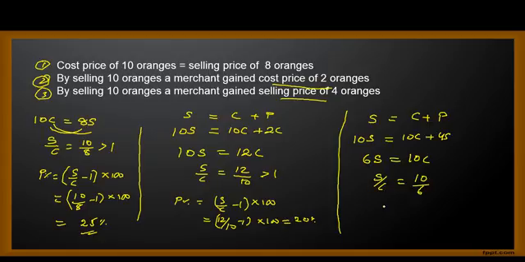So profit percentage is equivalent to S by C minus 1 into 100, that equals 10 by 6 minus 1 into 100. On simplification, you get 66 2 by 3 percent.